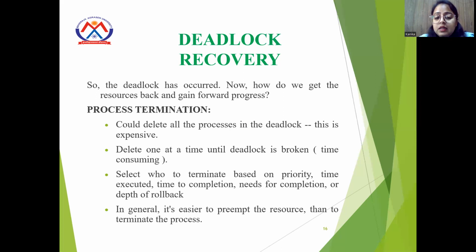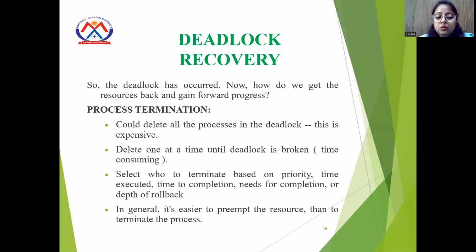Next is delete one at a time until the deadlock is broken. Means if we have n number of processes, then we first delete the nth process, or we first delete the first process. If we delete one process at a time, then we check whether a deadlock situation still occurs in our system or not. If a deadlock situation is there, then we simply delete the next process. We delete the processes one by one until our system is removed from the deadlock.